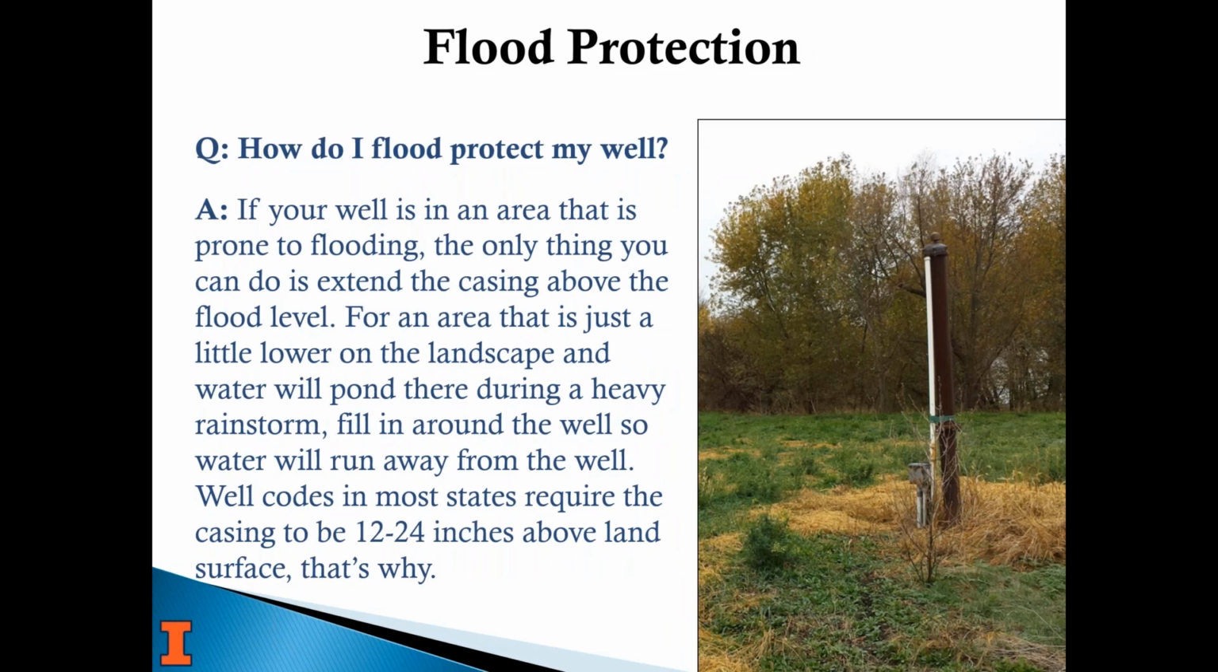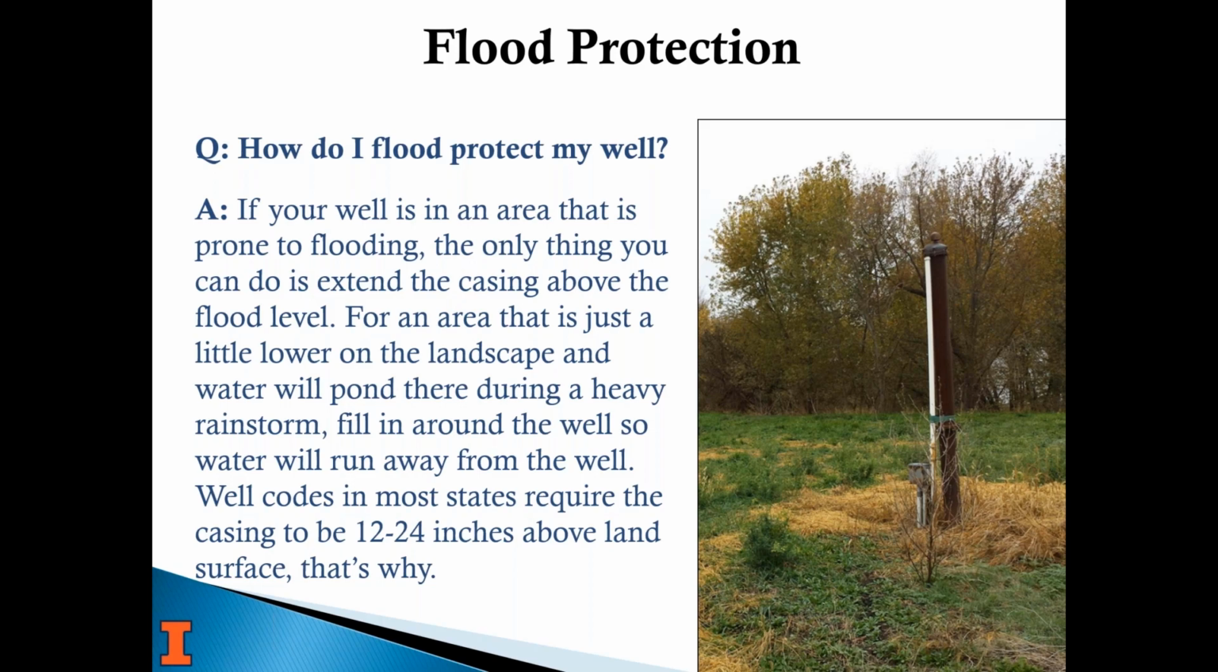How do I flood protect my well? Well, if your well is in an area that's a floodplain, which this is, those trees are along a small stream, the only thing you can do is extend the casing so that it's above the flood level. In this case, this well is 9 feet high, and they did that on purpose because the only place where they could get water is in the sand and gravel alluvial sands along the stream down in the floodplain. And by putting the solid steel casing up to 9 feet, they could guarantee that water would never breach the top of the well.